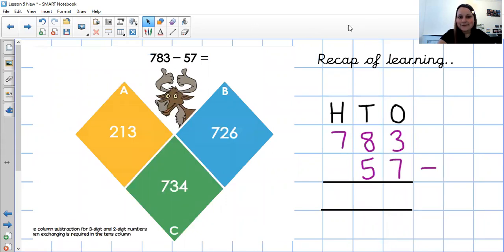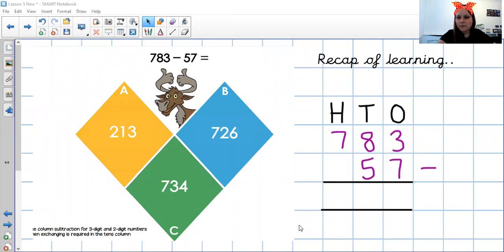So recap of learning. We are having a recap of what you learnt with Mrs. Dyer on Friday. So we've got the minuend, 783, subtract the subtrahend, 57, and we're trying to work out the difference. What are we left with? So if you pause your video and have a go at working out that calculation. So let's go through the answer together.